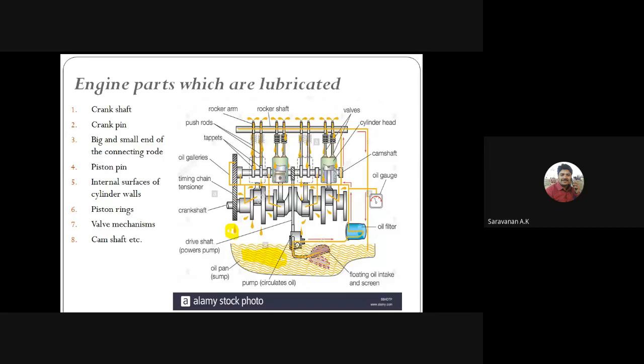So you see the diagram, right? In the engine parts, where all will the lubrication go, and which parts are getting the lubricant? See the engine parts. Have you seen this diagram?